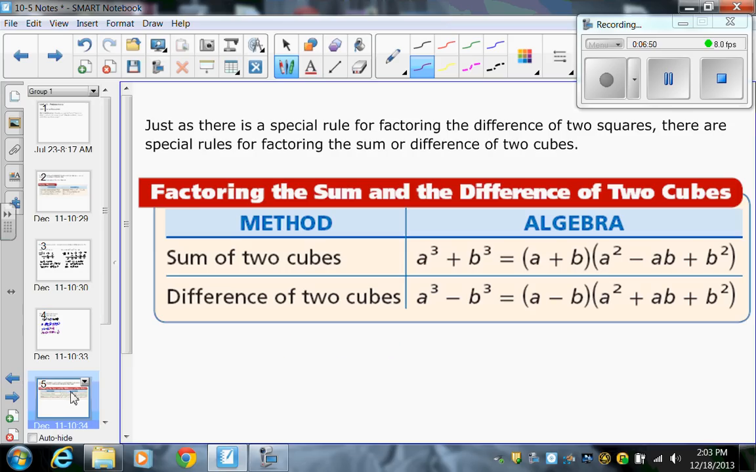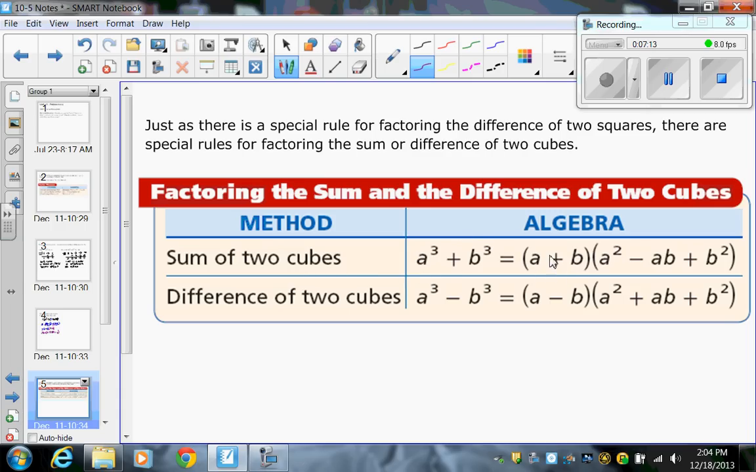Just as we have special rules for factoring the difference of two squares, there's also special rules for factoring the sum or differences of two cubes. Now, we've talked about one of these before, but now we're going to put them both together. The sum of two cubes factors to, the first thing you're going to do is take the cubic root of the first number and the cubic root of the last number. That's where the a and the b comes from.